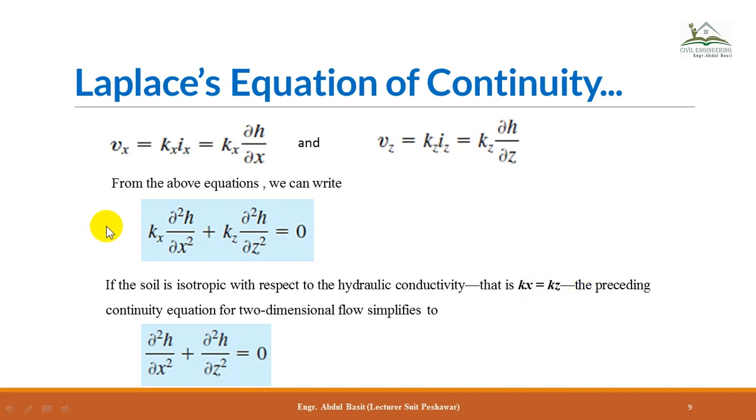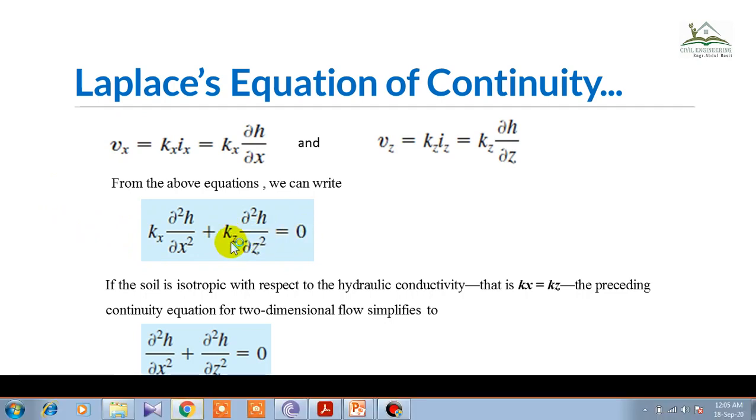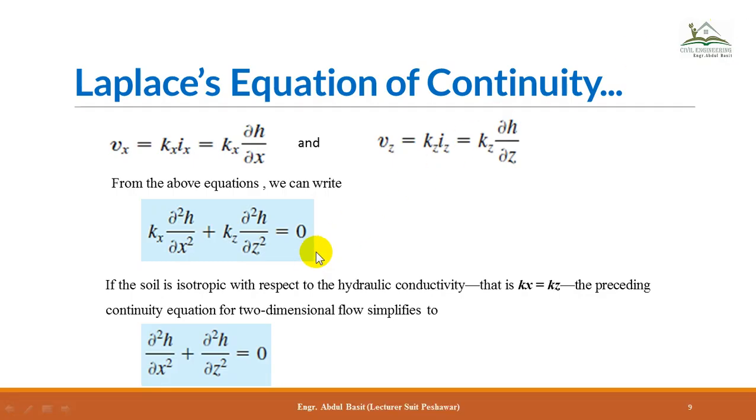Now if these two values are equal, then dividing both sides of this equation by kx or kz, kx and kz will cancel each other, and this will be the final equation that we get: the double derivative of the head with respect to x plus the double derivative of the head with respect to z is equal to 0. So this is the equation we are getting now.